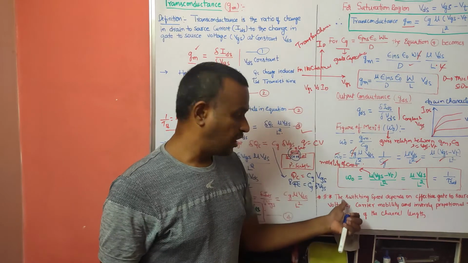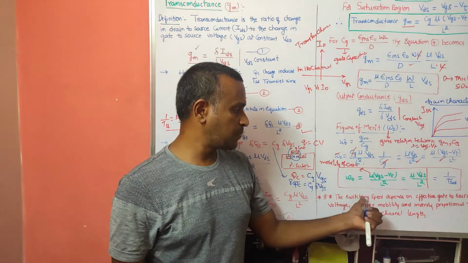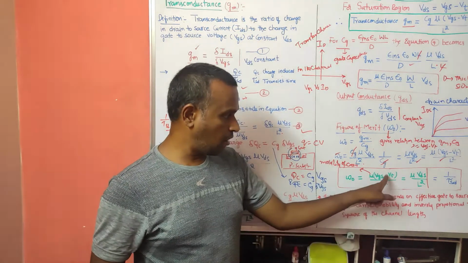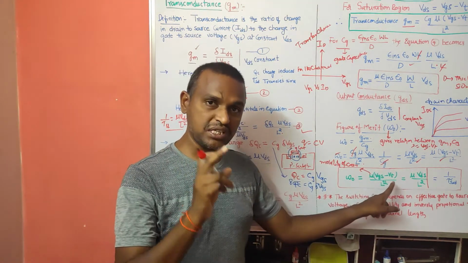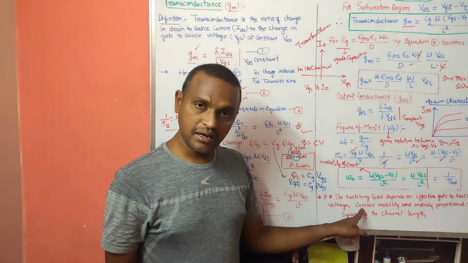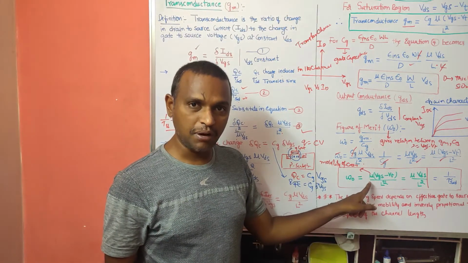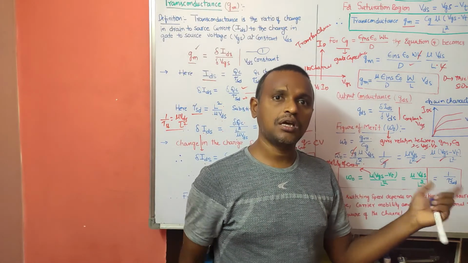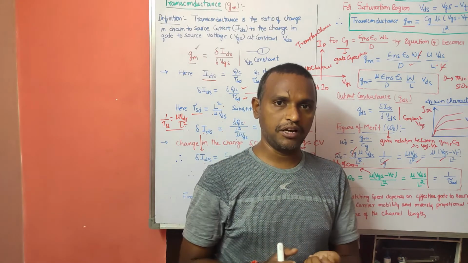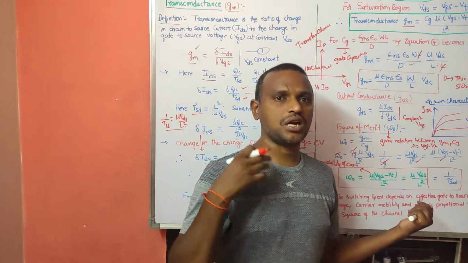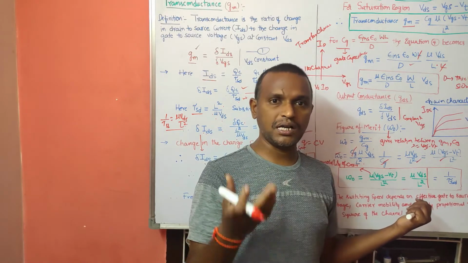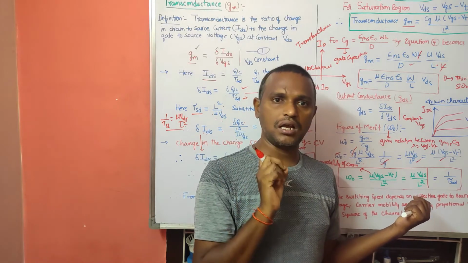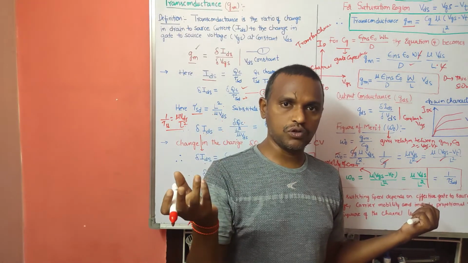So finally we have the conclusion: the switching speed depends on effective gate to source voltage, or Vgs minus Vt, and the carrier mobility. That means if it is an NMOS, it is electron mobility. If it is a PMOS, it is hole mobility. It depends on which transistor we are dealing with. If it is an NMOS transistor, the carriers are electrons flowing in the channel, and if it is a PMOS, the holes will flow from source to drain.